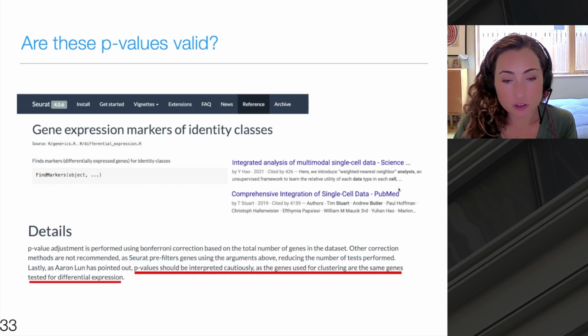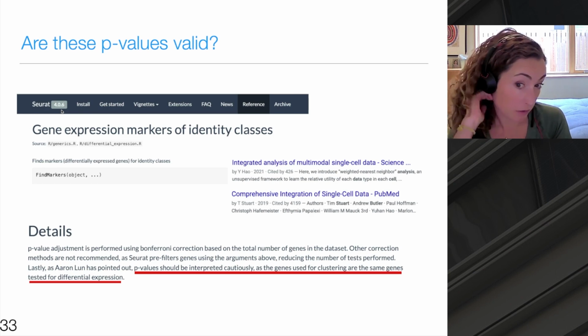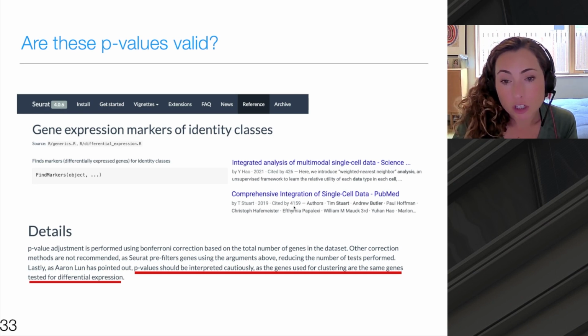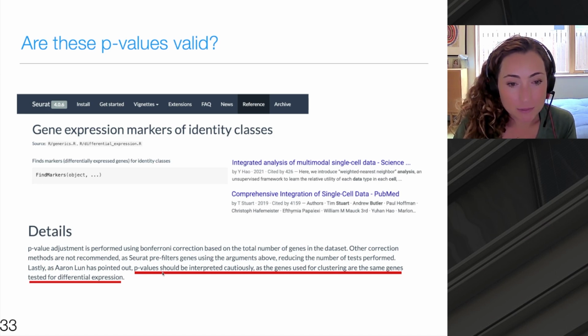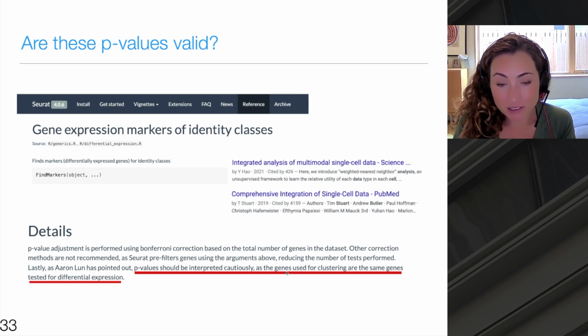Well, actually, first, just in case you're wondering if these p-values are valid, no, they're not. We can look at the software that's being used. This is a software package called Seurat. This is like the state of the art. The screenshot says that it has 4,159 citations, but I took that screenshot a year or two ago, so it probably has a lot more now. This is a very well-known software, and it seems like the authors of the software know the problem. They said p-values should be interpreted cautiously, as the genes used for clustering are the same genes tested for differential expression. So the authors know that there's a problem with these p-values, but yet they're releasing them anyway. And of course, we as statisticians know what the issue is, which is that we need a training and a test set.